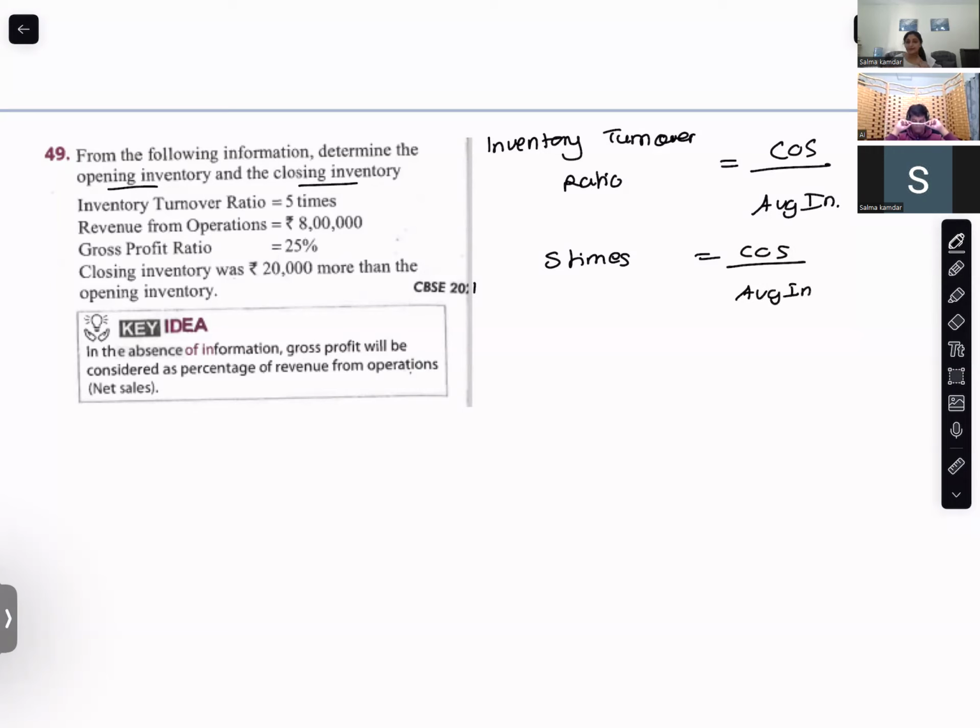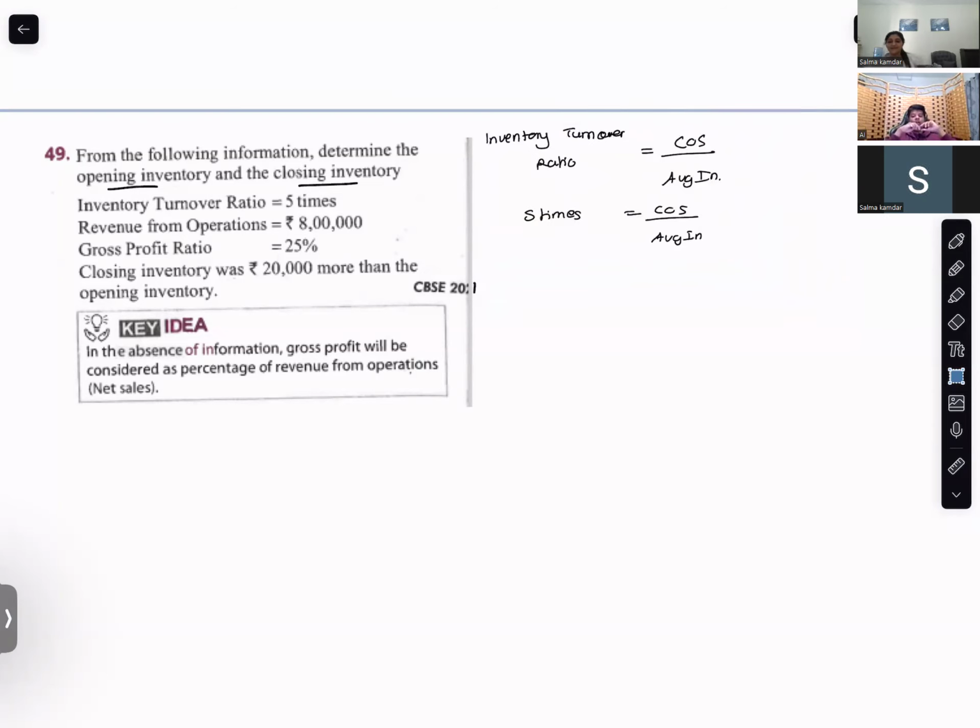Now I don't know cost of sales, I don't know average inventory. So what will I do? I will just keep this, leave some lines and proceed to the next thing that they have given me. Understand, my target is now to find cost of sales and average inventory.